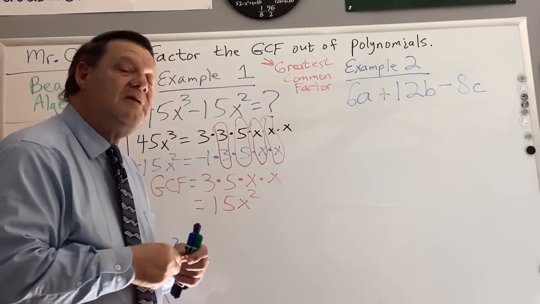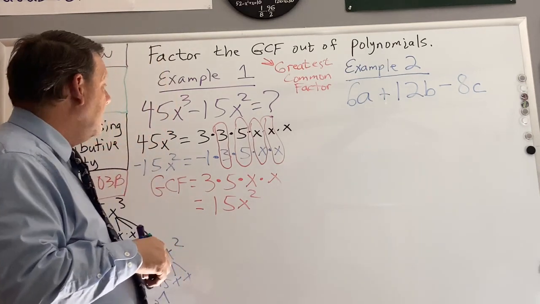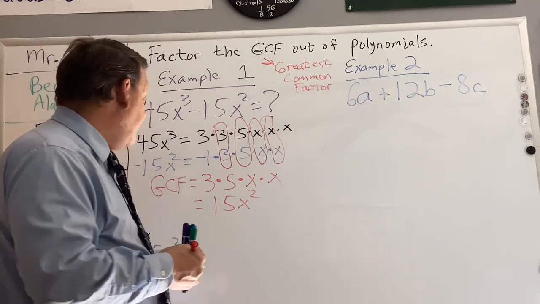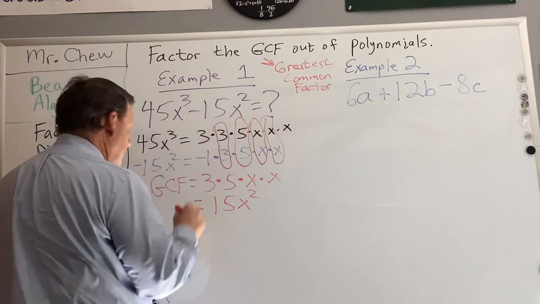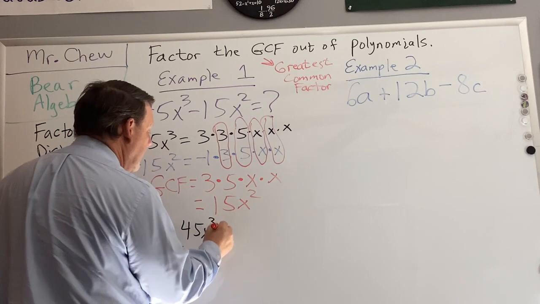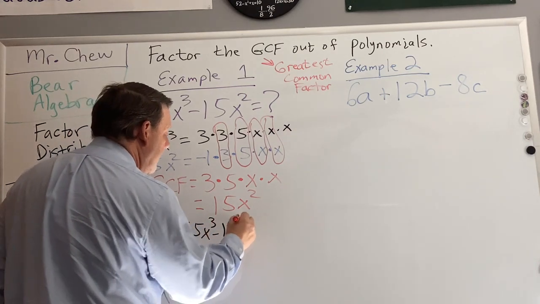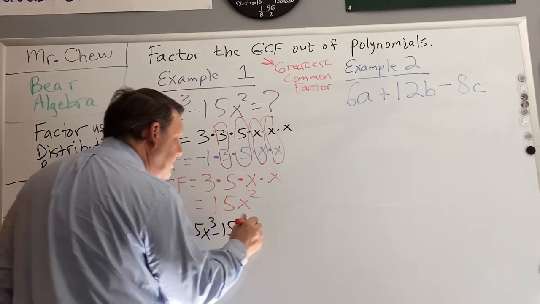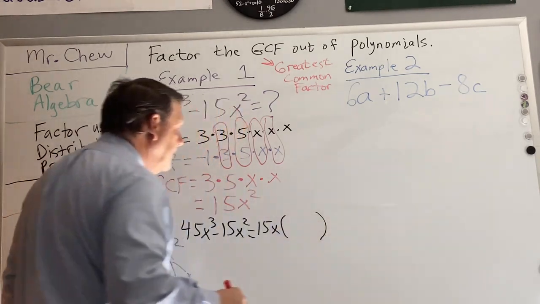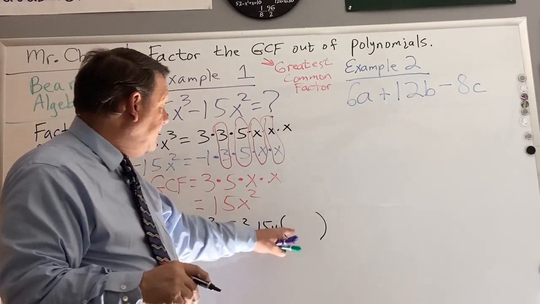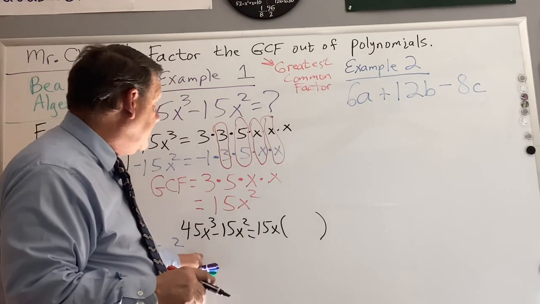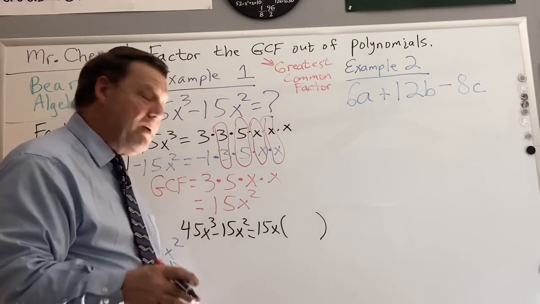Now, this is a light bulb moment for some students. When they're struggling with this, I tell them, if you're factoring this out, we have to write our original expression down, and then we're going to write this GCF, and then in parentheses, we're going to put whatever else we have to have in order to use the distributive property to get our original. And some people struggle with that.